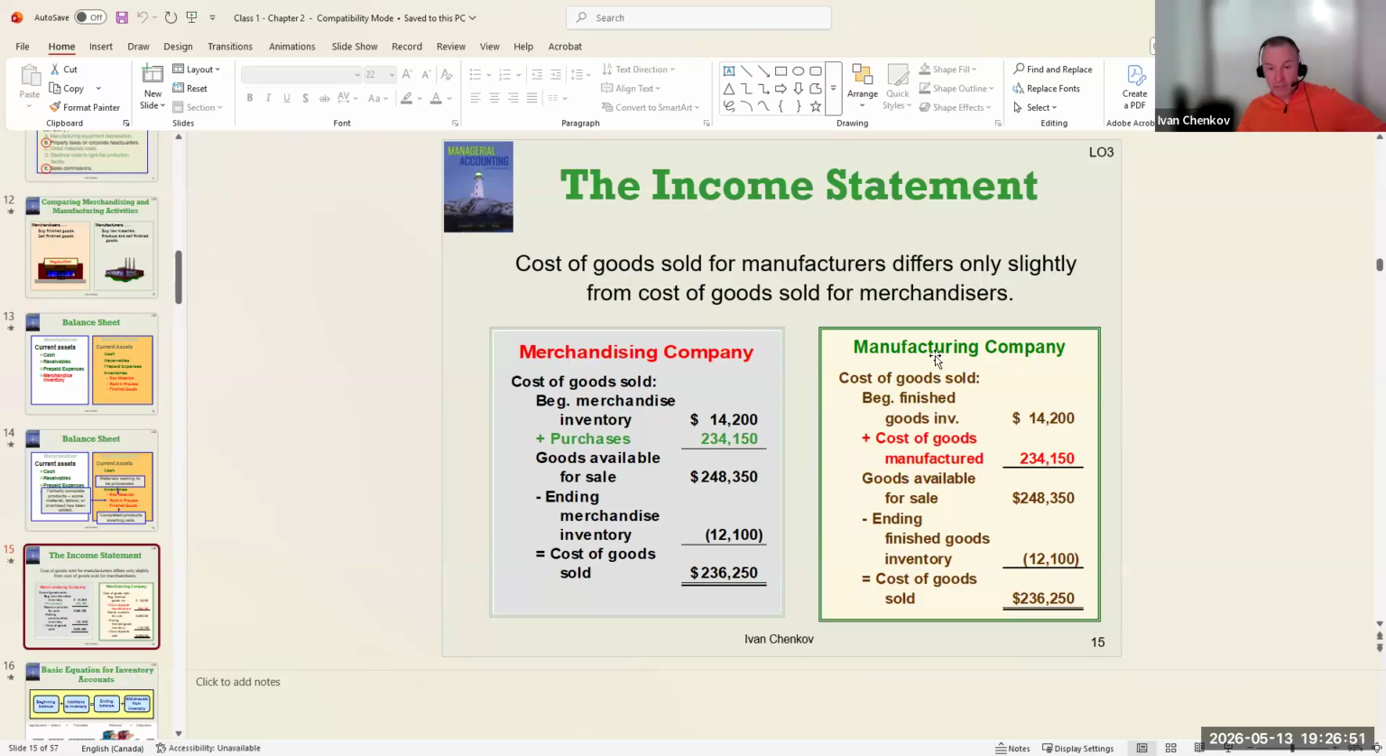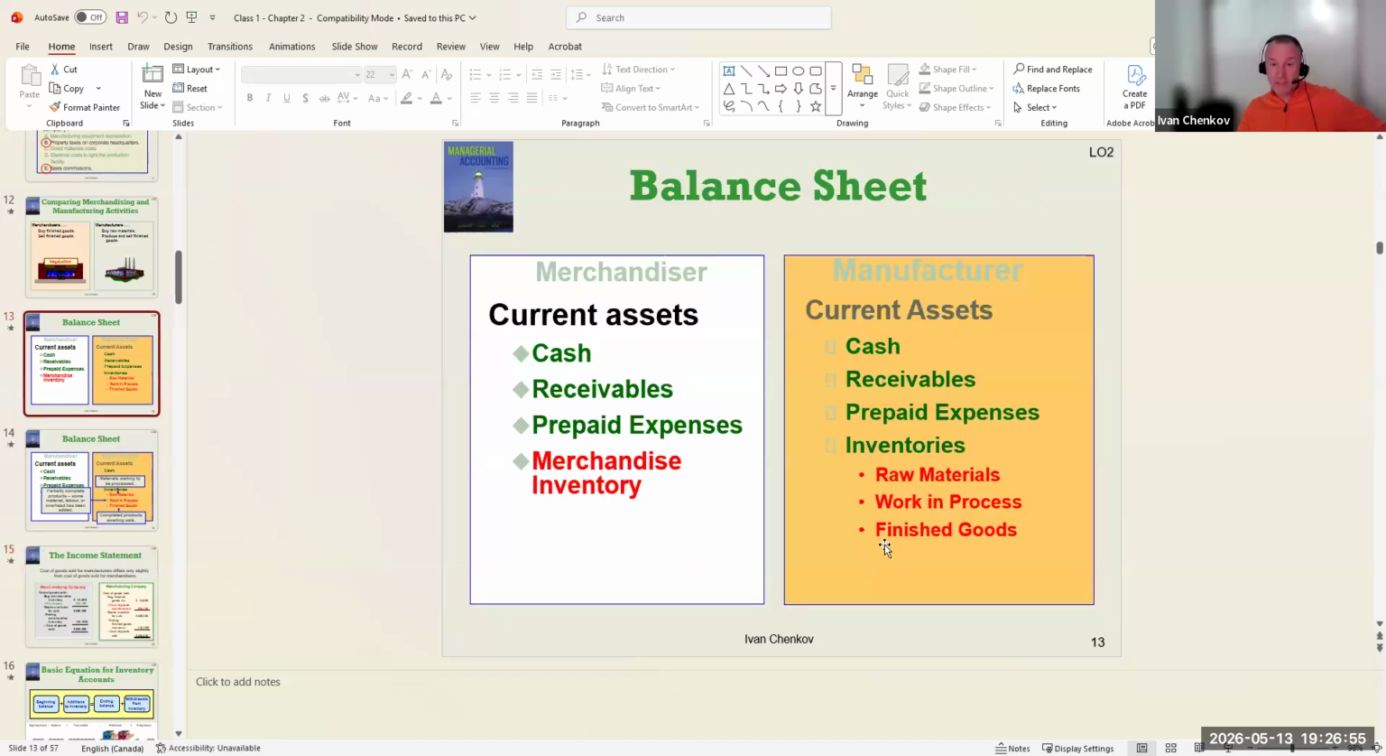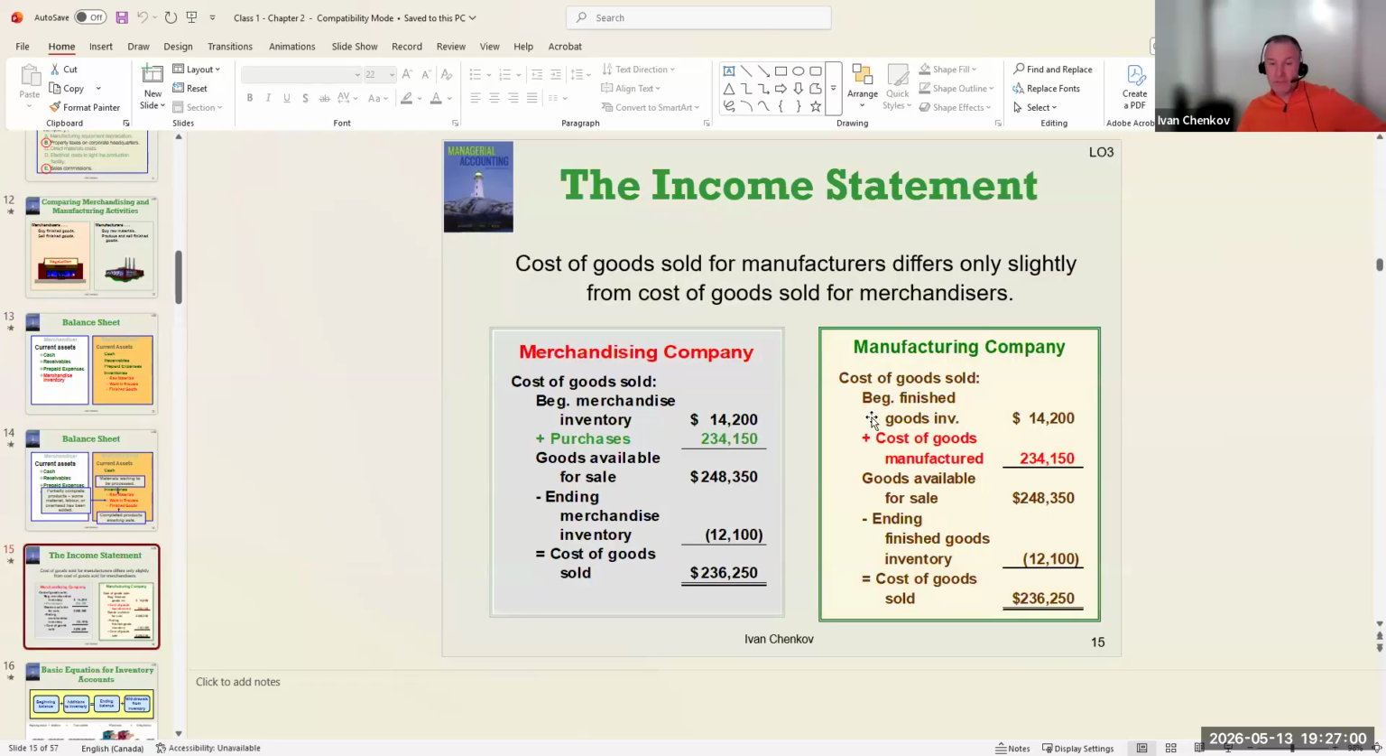In the manufacturing company, now we're not gonna chase inventory. We're gonna chase the last account, which is finished goods. In the finished goods account, we're going to see how much is the beginning balance. We're going to add the cost of goods which we manufactured. That's going to give us cost of finished goods, or finished goods available for sale. We're going to deduct the ending balance of the finished goods, and we're going to see how much is the cost of goods sold.